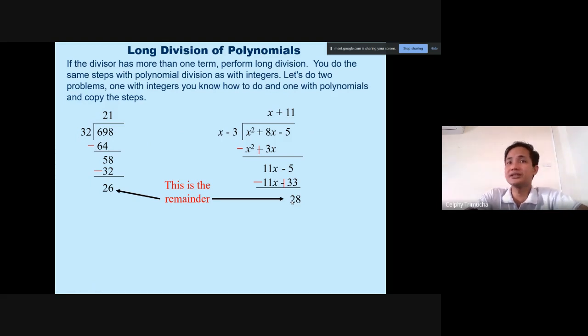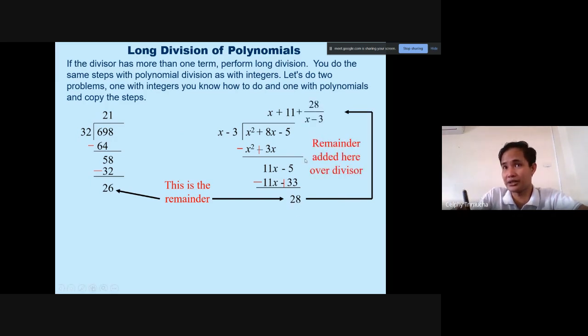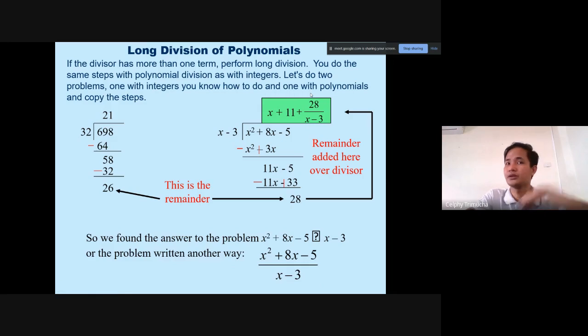So kung i-write natin siya in the exact form, so we have to add remainder here, and 28, amo na ang remainder, plus kung ano diri aton nga divisor, divided by x minus 3. So amo ni subong aton nga answer for the division. So we found the answer to the problem x squared plus 8x minus 5 divided by x minus 3, or the problem written another way. So pwede nga divide nga sign, or amo ni ang itsura.